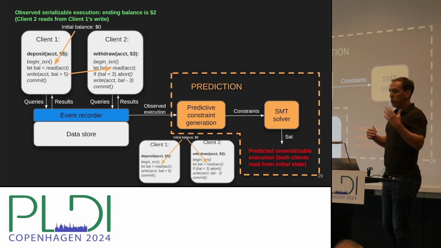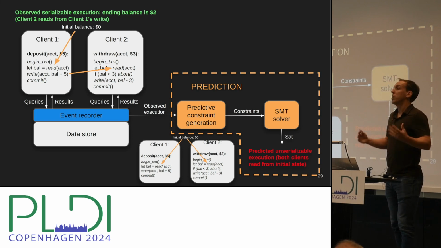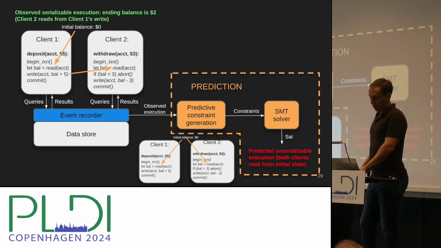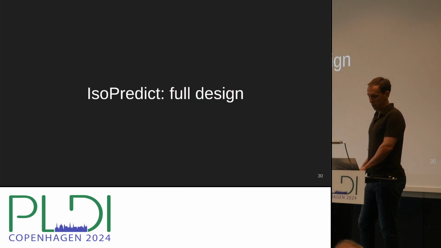And so only client 1's transaction will execute, which is actually a serializable outcome, because that's the same as the outcome as if client 2 goes and then client 1. So this would be a false positive. We fix this by adding some more stuff to IsoPredict to get the full design.